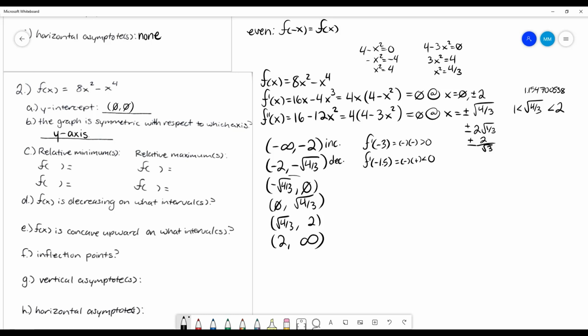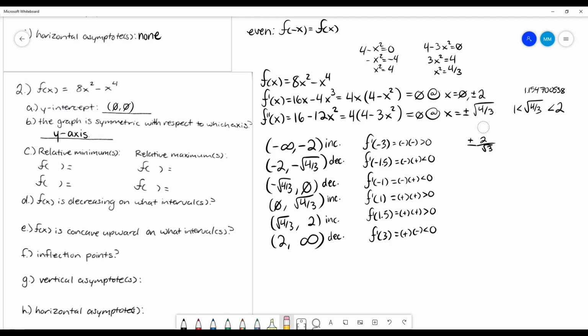Okay. Next up, this is less than 2 but greater than 1, so I can plug in a negative 1 in there. And that's going to be a negative and a positive, still decreasing. Now I can plug in a positive 1. That's going to be a positive and a positive, which is increasing. Plug in a positive 1.5, which is also positive and positive, so increasing. Now we'll plug in a positive 3 here. So that's going to be positive 12 on the outside there, and then it's going to be 4 minus 9 again, so it's a negative, and we are decreasing.